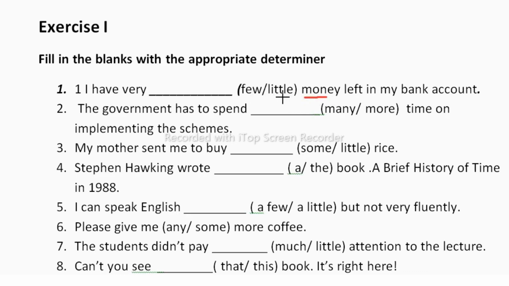Both of these terms show a negative statement. Little and few show that there is almost nothing, very less. Few we use with countable nouns and little we use with uncountable nouns. Here money is uncountable, so the correct answer is little. So we have to take little here: I have very little money left in my bank account.